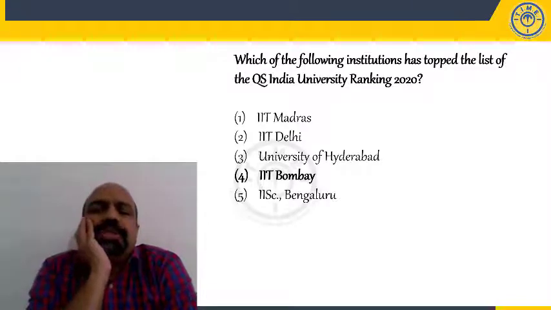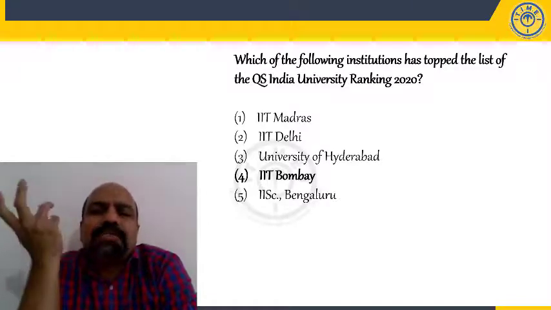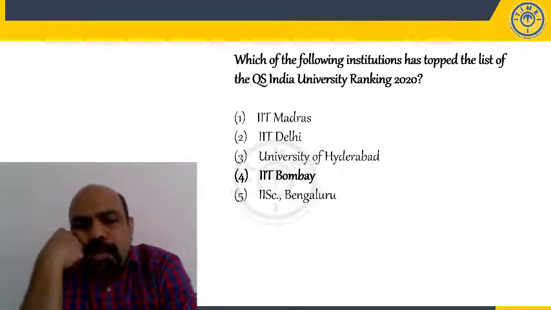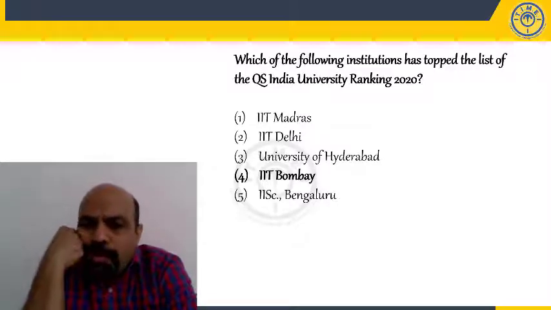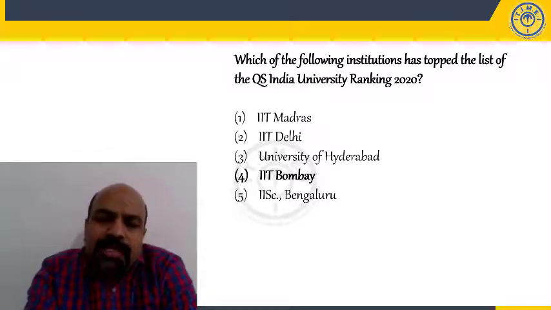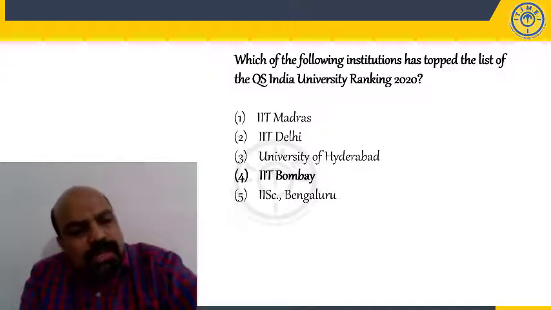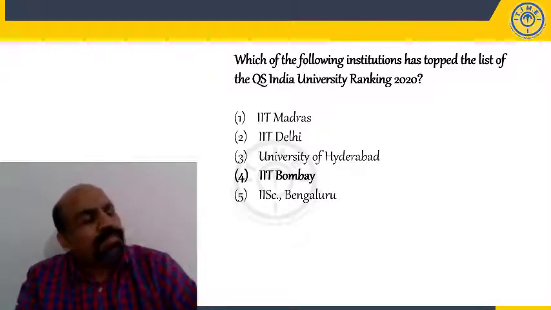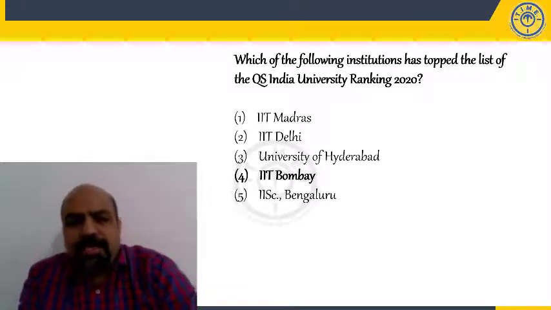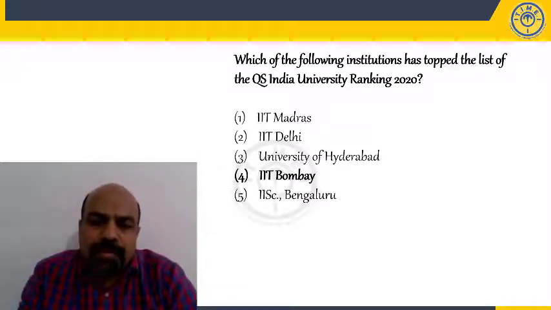Which of the following institutions has topped the list of QS India University rankings? Number 1 is Bombay. Number 2 is IISc Bangalore. Number 3, IIT Delhi. You could write this: 1, IIT Bombay.